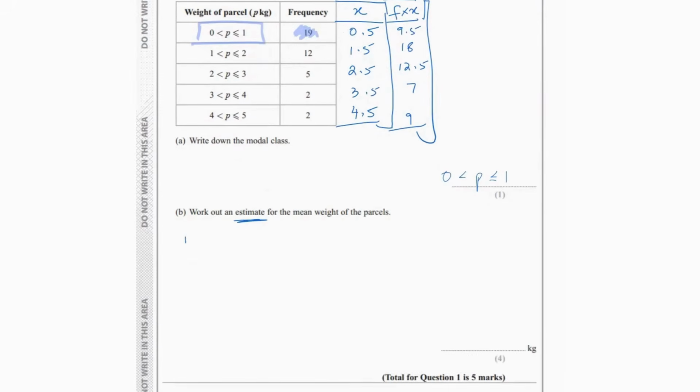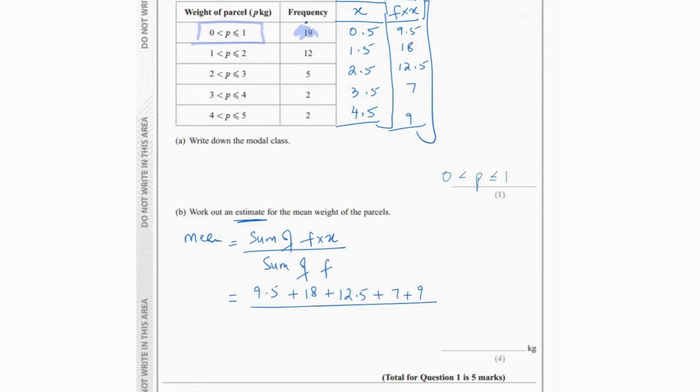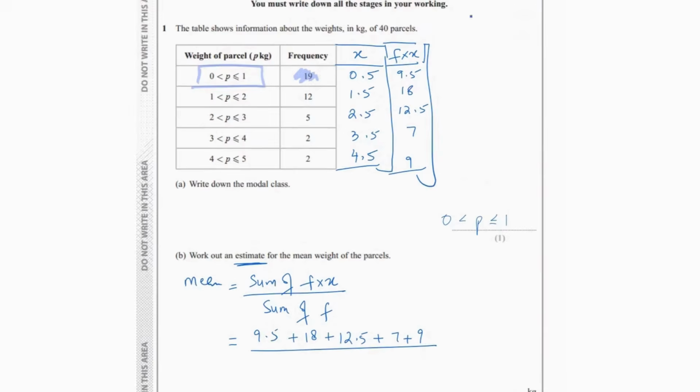So now the mean formula is the sum of f times x, so the sum of all of these values, divided by the sum of f. f is your frequency. So 9.5 plus 18 plus 12.5 plus 7 plus 9, divided by the sum of all of these. In the question, they've already told us that there are 40 parcels, so you don't need to add the frequencies and waste time on that. You can just directly take the total frequency from over here.